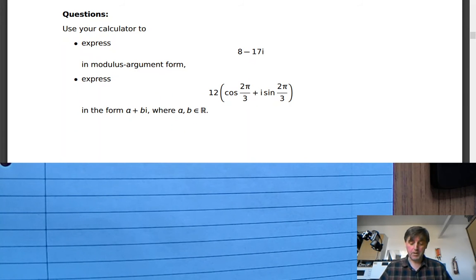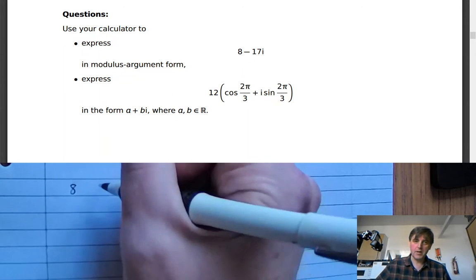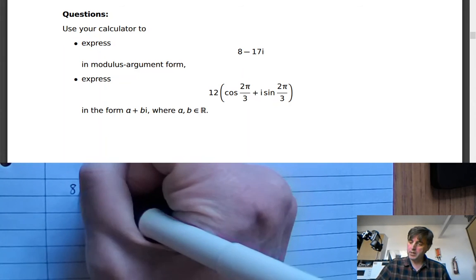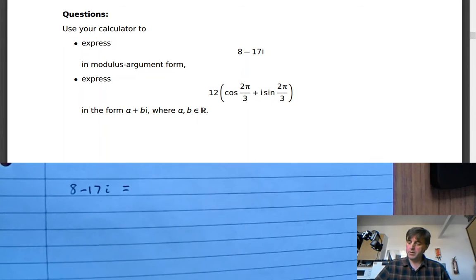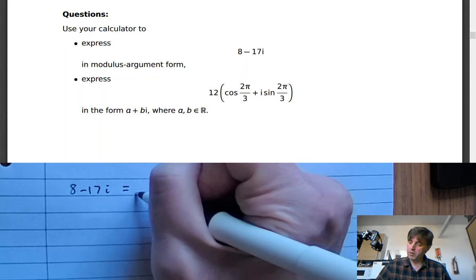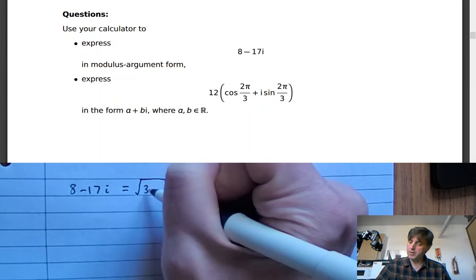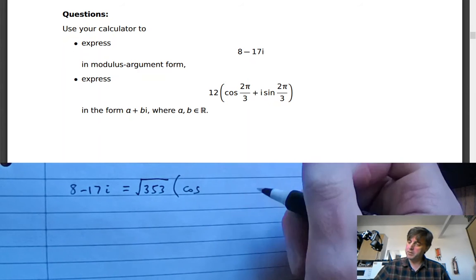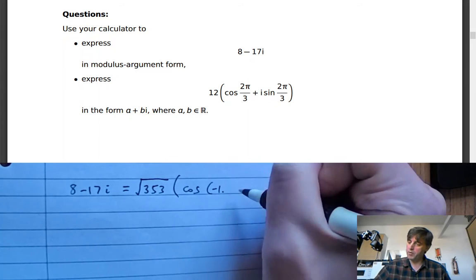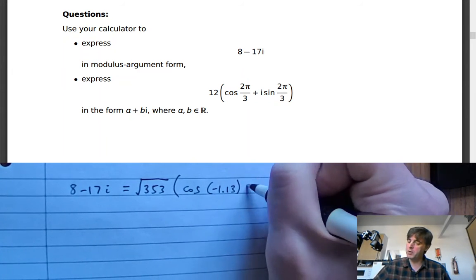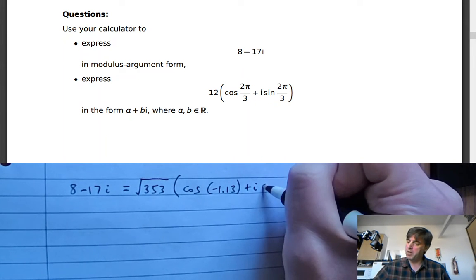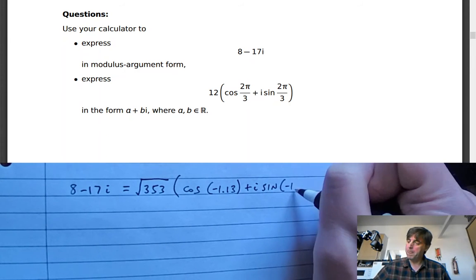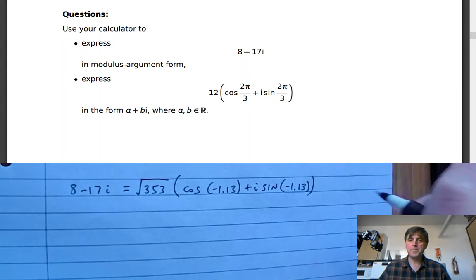Okay, I'm just going to write down the answers here that you should have got, just to make sure that you've got the same thing. So the 8 minus 17i, that turns into a number with a modulus of root 353, and an argument in radians to 2 decimal places here of minus 1.13. So obviously the calculator would have given you a much more precise version of that number, but this is what you should have written down for that one there.